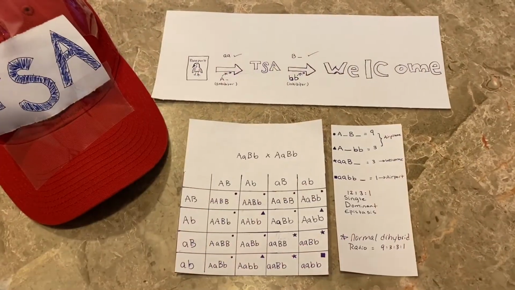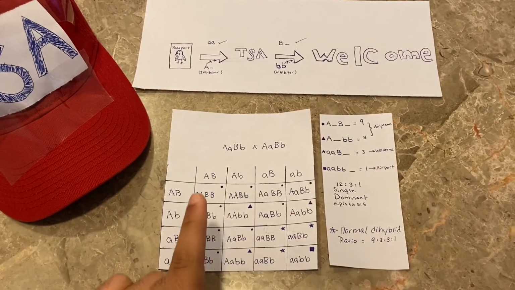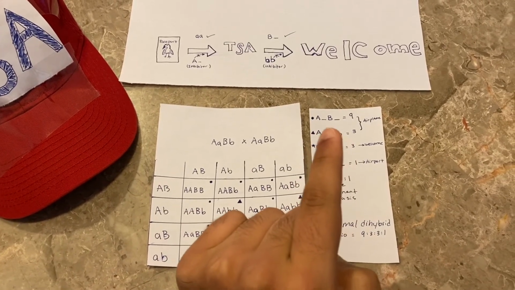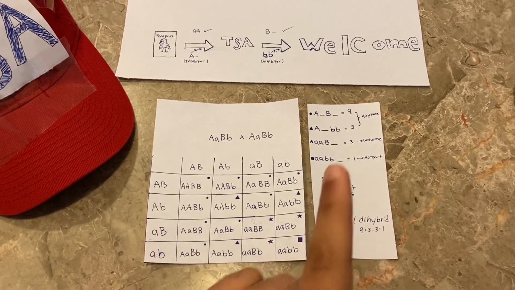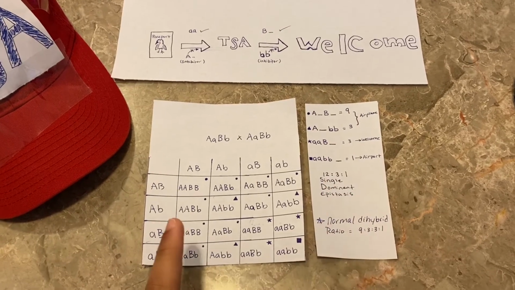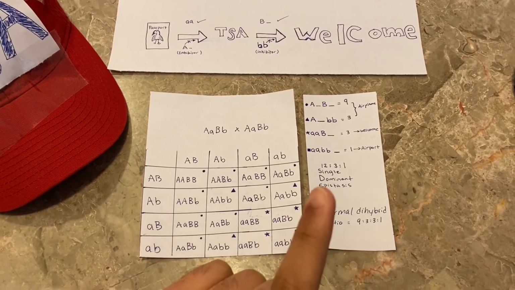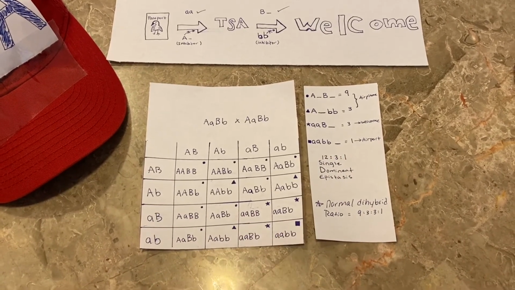So here's the dihybrid cross. As you can see, dominant A, dominant B will be labeled in circles. Dominant A, two recessive Bs will be labeled as triangles. And recessive a and a dominant B will be labeled as stars. And then recessive aa and recessive bb will be labeled in a square.